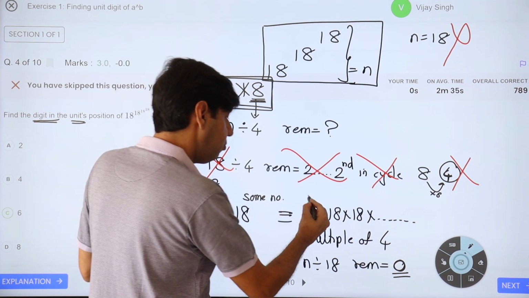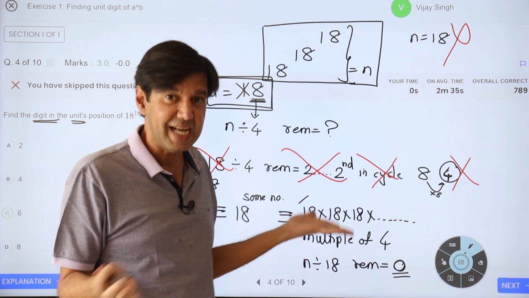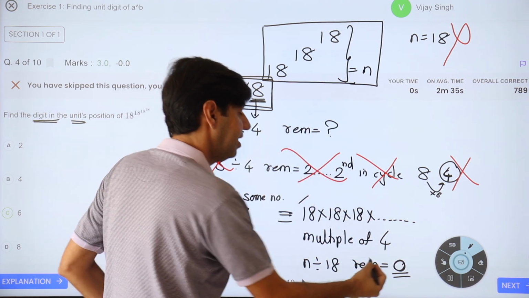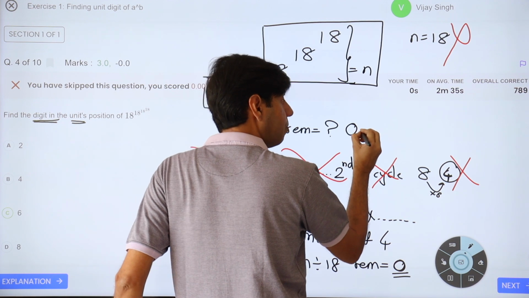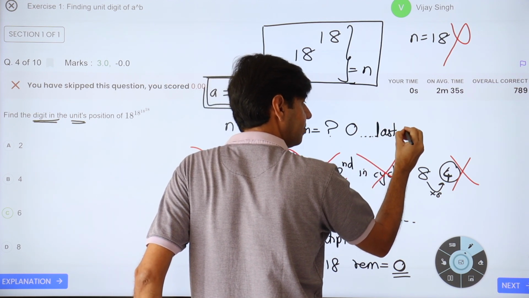You can divide this full thing by 4. The 4 will cancel out. When it cancels out, what is the leftover? Cancel out means it's completely divisible. The remainder is 0. So by 0, what we mean is it is the last in the cycle.